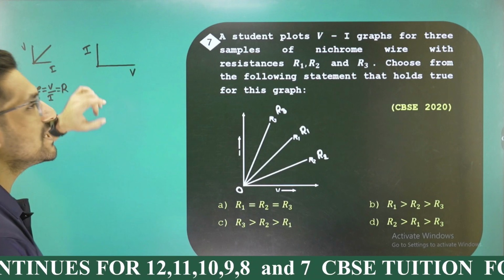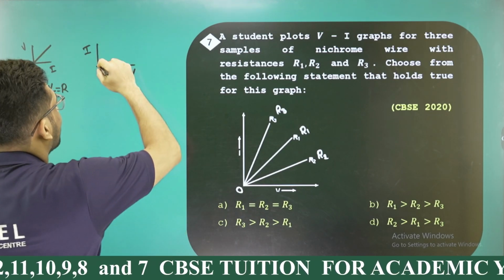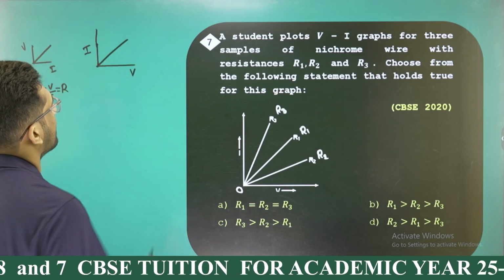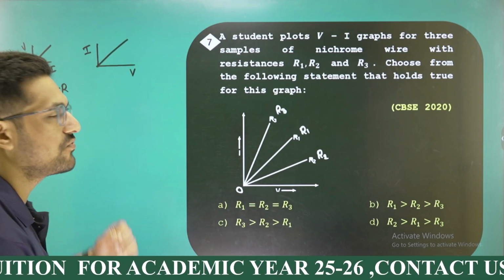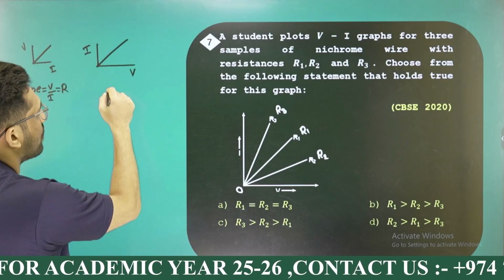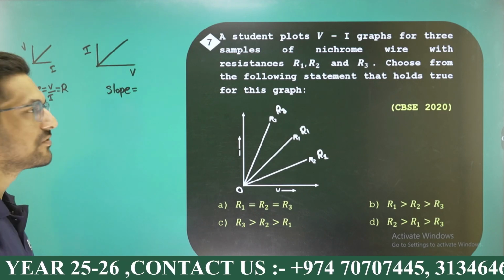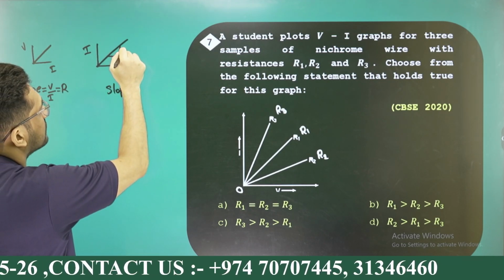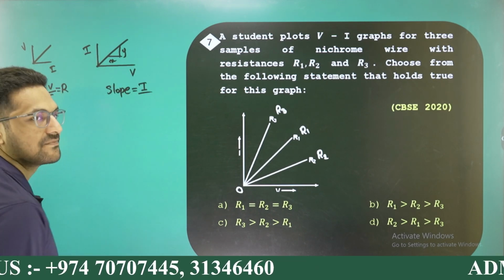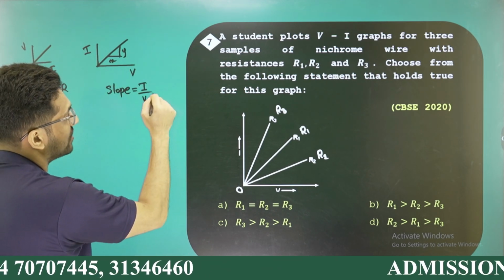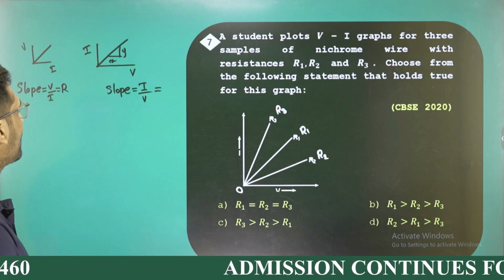Here, I is on the y-axis and V is on the x-axis. The graph will be a straight line. Why is that? Because current and voltage are directly proportional. So the graph will be a straight line. Now, what is the slope of this graph? Slope is always y by x. What is y here? Y is a value of current. What is x? X is a value of voltage here. Current divided by voltage. Which is this quantity? Current divided by voltage. Definitely not R.